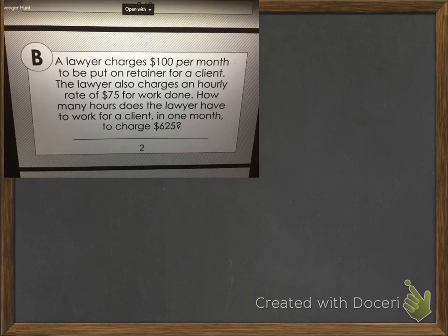All right, card B, we're talking about lawyers. There's $100 per month fee for this lawyer. The lawyer also charges an hourly rate of $75 an hour. So I'm guessing this is just for 1 month. Yep, so I'm going to get rid of this month because it's saying only 1 month. How many hours does the lawyer have to work for a client to charge $625 total?